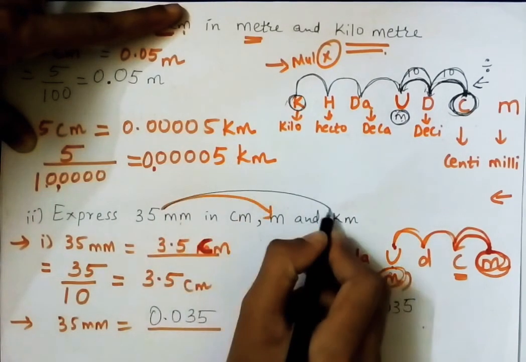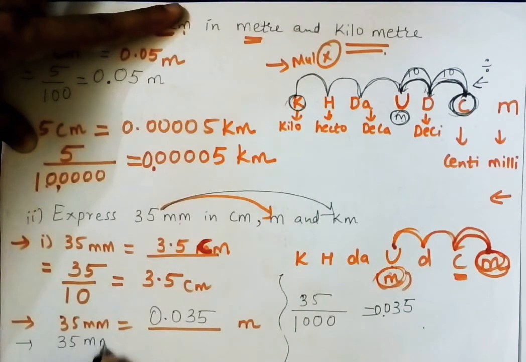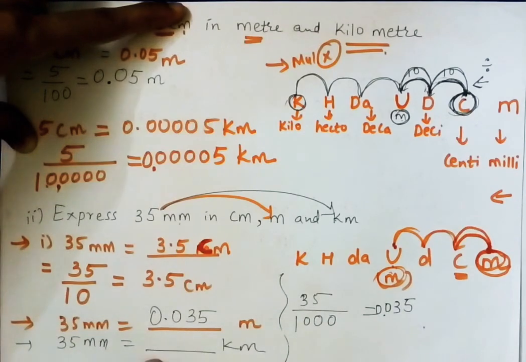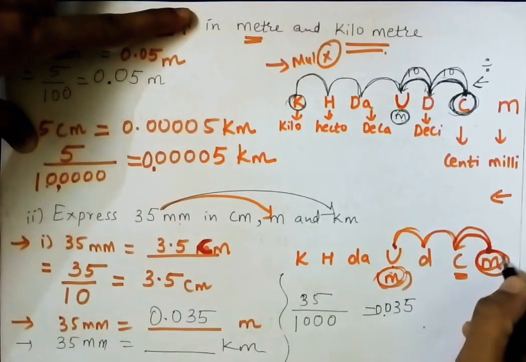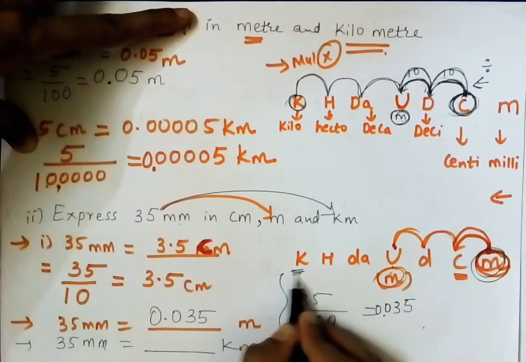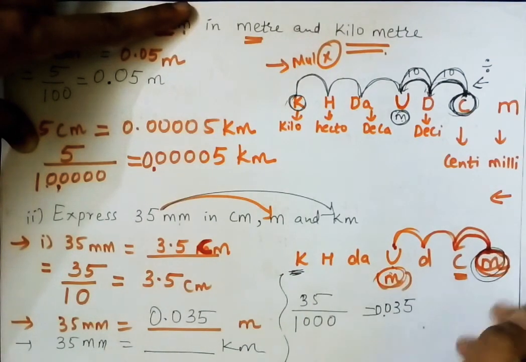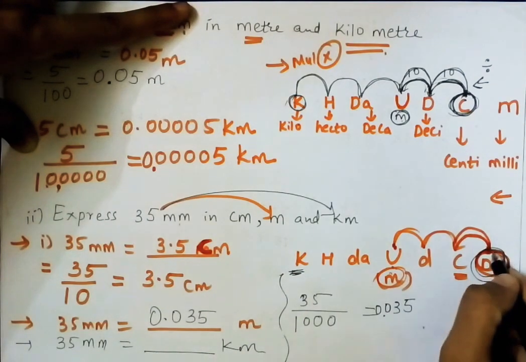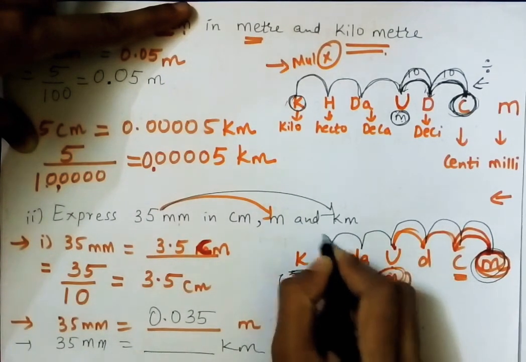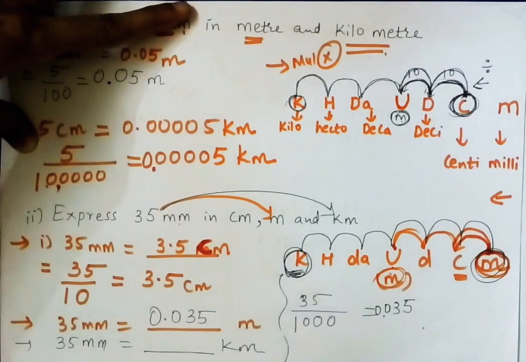Now we will convert 35 millimeter to kilometer. So 35 millimeter is equal to how much kilometer? Again this is our millimeter, and where is our kilometer? Here. This is our kilo. So we have to jump till here. How many times do we have to shift? That we need to check. 1, 2, 3, 4, 5 and 6. 6 times we have to shift to reach here at kilo.